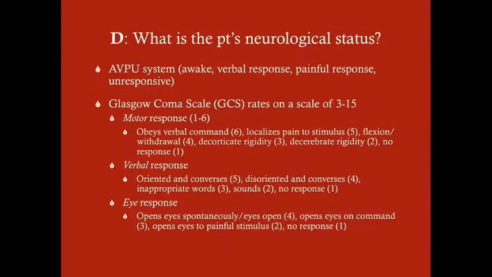Okay, so this pretty much covers your A, B's, and C's. So your airway, breathing, and circulation. And there's a couple other things that you're going to want to make sure that you are assessing as well after you've assessed these three things and made sure that your patient is stable. So the first would be disability. And when we're thinking about disability, for the most part, we're thinking neurological status.